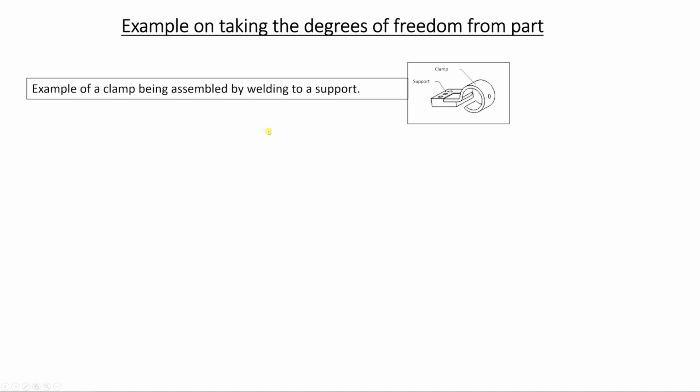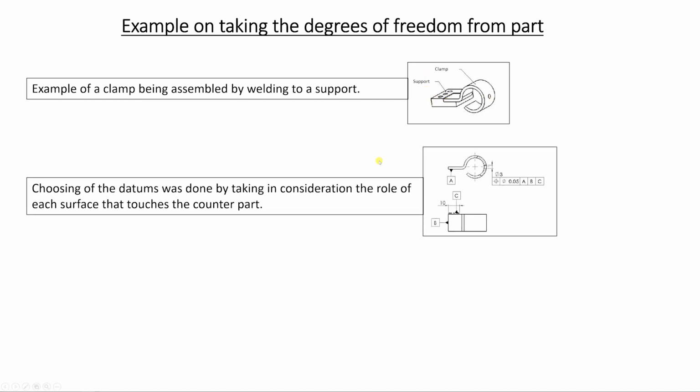The example is this one right here. We have a clamp and we have a support for the clamp, and the clamp is being assembled on the support by welding. So the designer thinks about the reference system, taking into consideration the role of each surface that touches the counterpart.